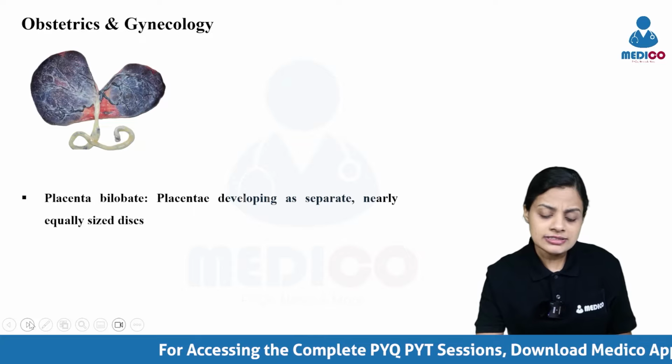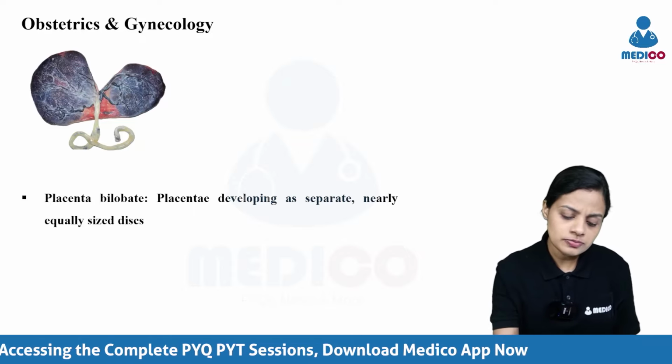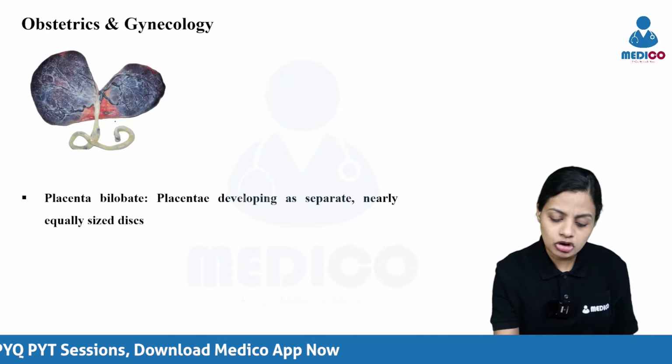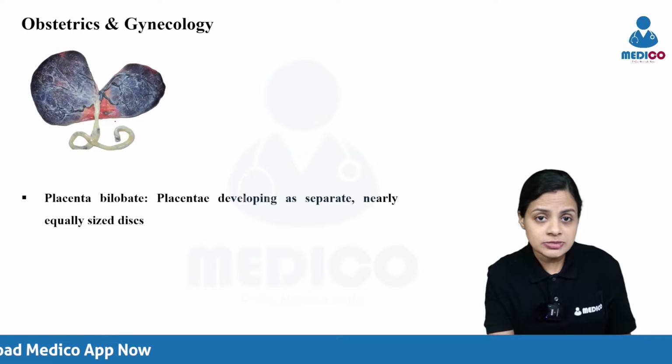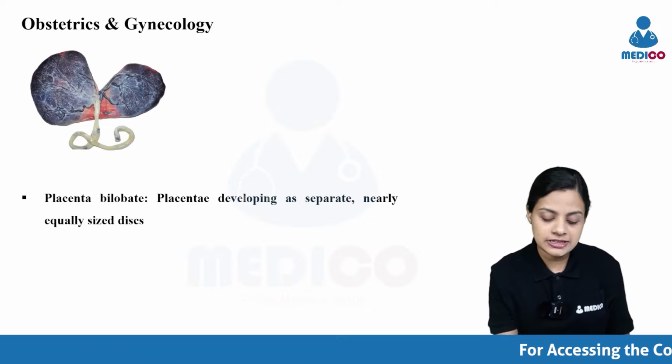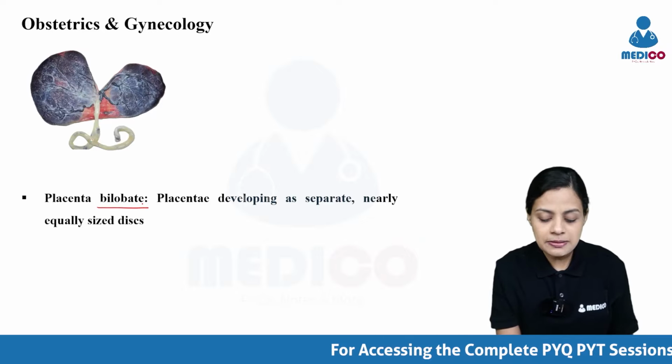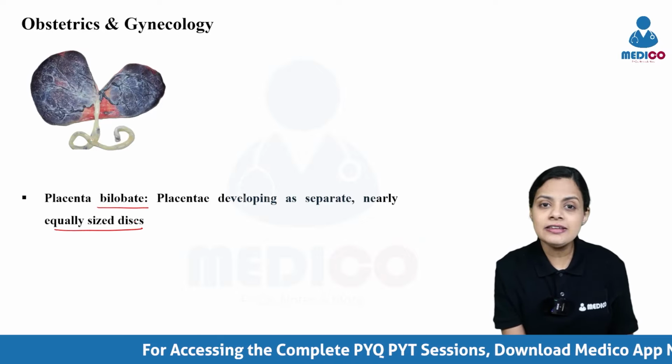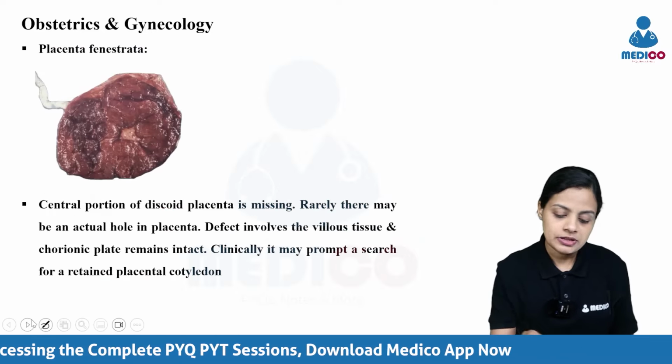Okay. This is also a similar picture. You've got one placenta and another lobe attached to it. The difference from the succenturiate placenta is that these lobes are more or less the same size. This is called a placenta bilobate. It has nearly equally sized discs.